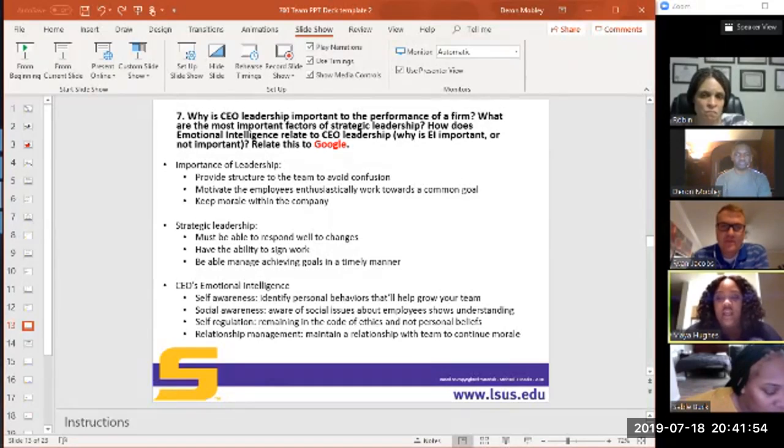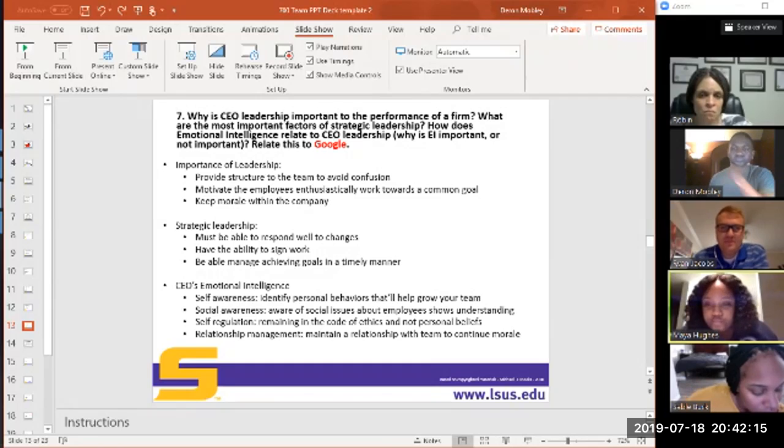Also, the CEO is to motivate the employees. If there's no enthusiasm behind the work from the employees, then morale will be low and performance measures will be low as well. So of course, the next bullet was to keep morale within the company.